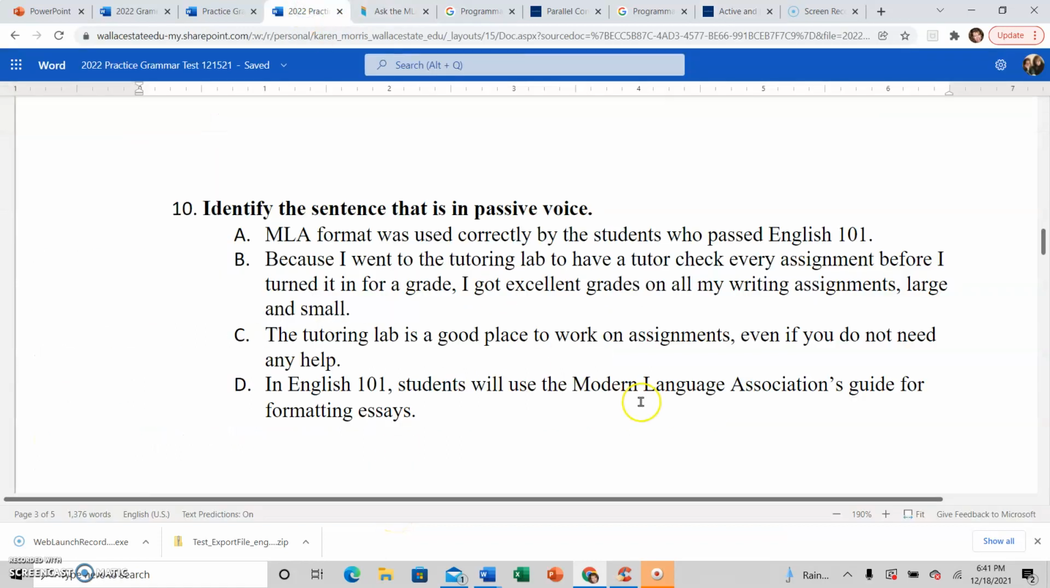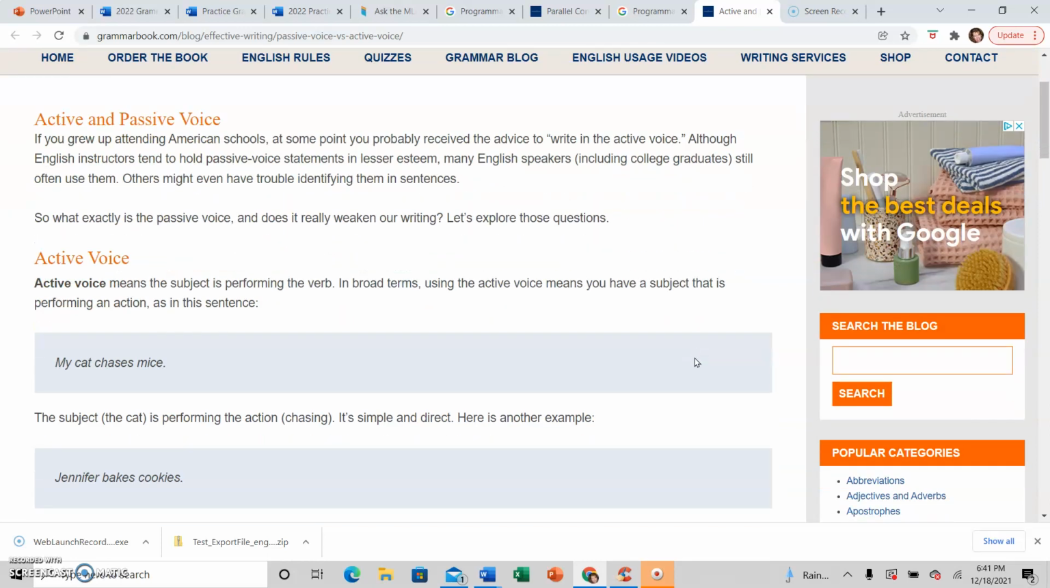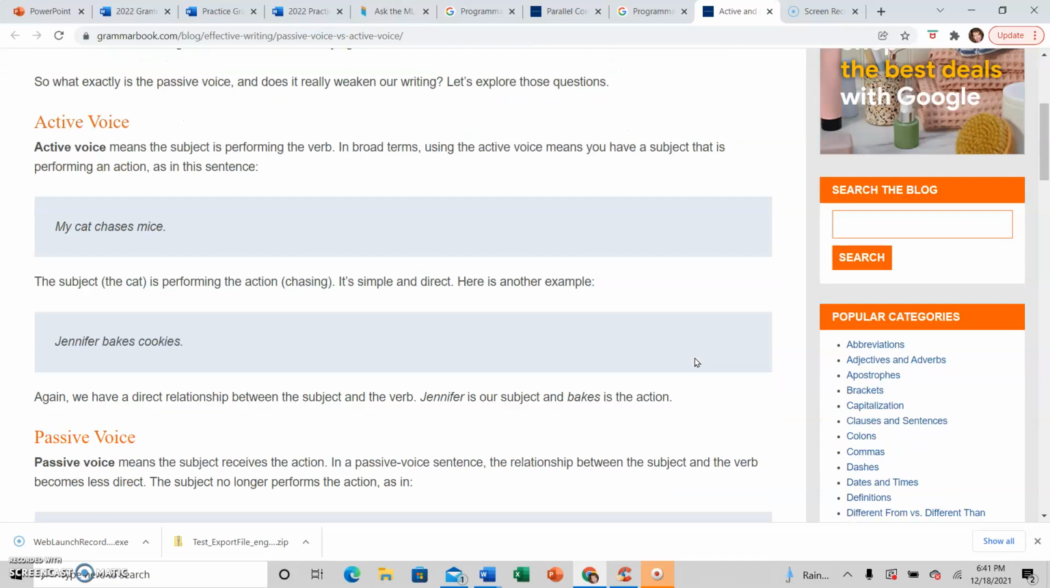In one section of your grammar test, you're going to be asked to identify the sentence that is in passive voice. So let's look at active voice and passive voice because those are the two options. I will put a link to this page from grammarbook.com in the notes to the video for you so you can read this as many times as you like and review.